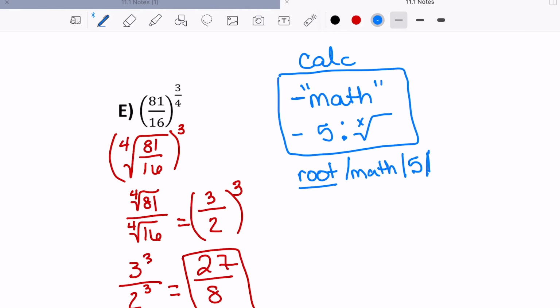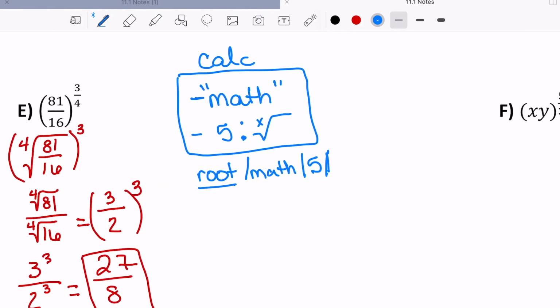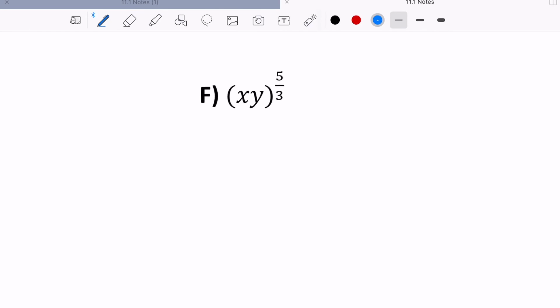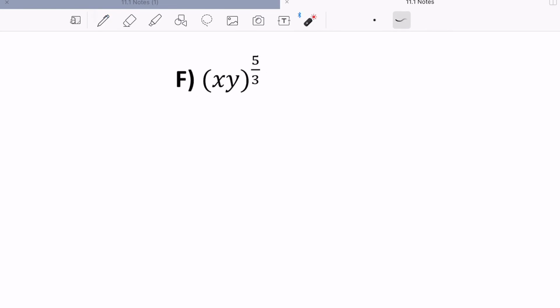Okay. All right, last one, let's take a look at F. Now, F says (xy) to the power of 5, cubed root. When you have more than one value in parentheses, you have to remember that this applies to the entire thing, okay? So when we write it out, we know we're taking the cubed root of xy. x and y are both inside of the radical because they are both inside of the parentheses, meaning that the exponent applies to both of them, okay?